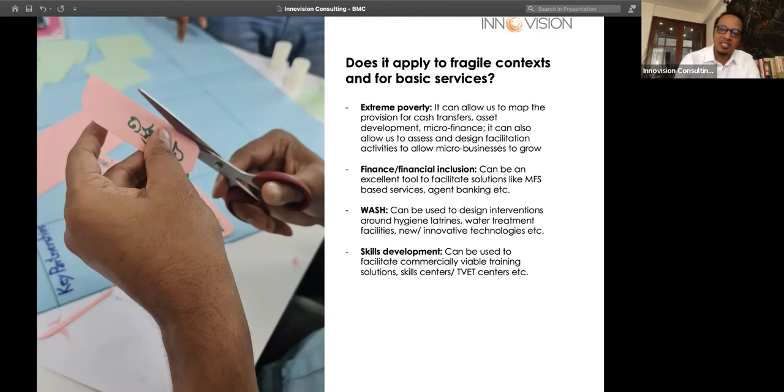Now, in humanitarian assistance, there are several interventions which are one-off and one-time, and those don't need to be sustained. So when the question of sustainability and scalability is not there, when the question of commercial viability is not there, this business model canvas is not going to add much value.